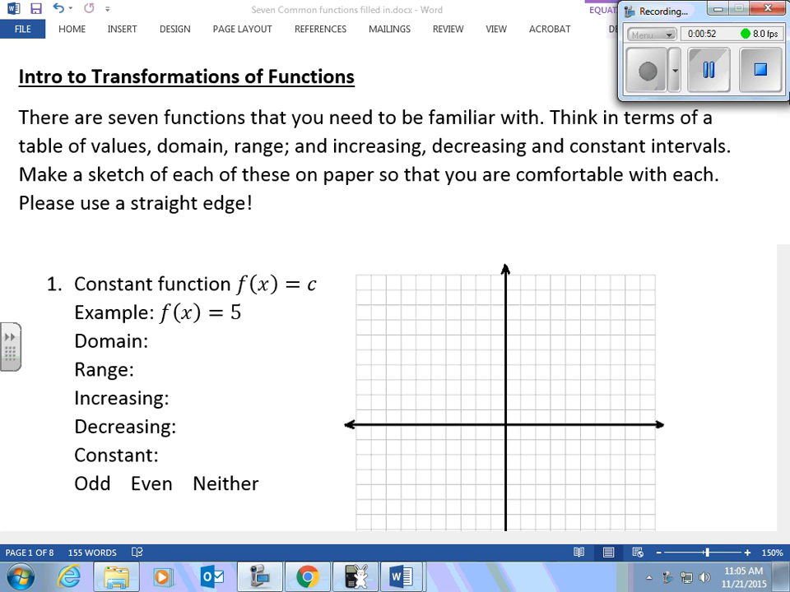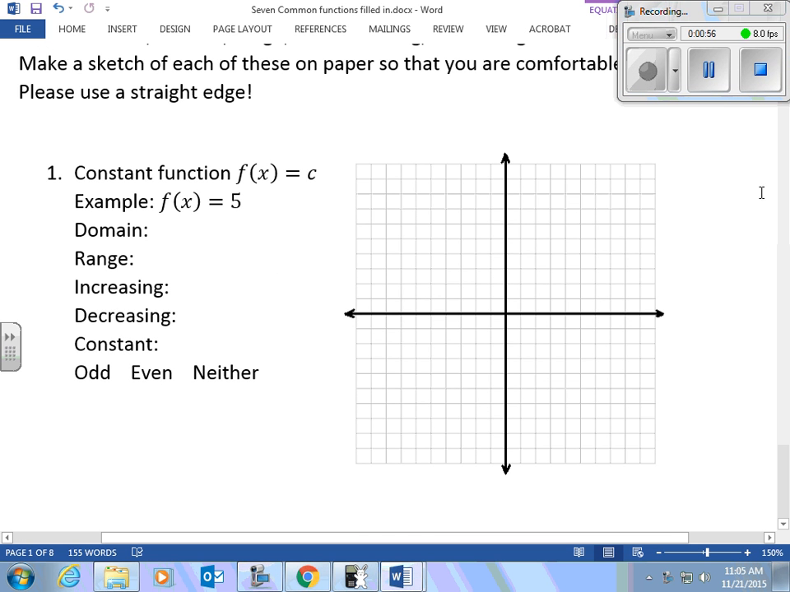So this is just an introduction to each of those 7 functions, and so we'll just go through them one at a time. So hopefully you've got some graph paper, or you've printed off this sheet so that you've got the graphs on this sheet that you can fill out as we go along.